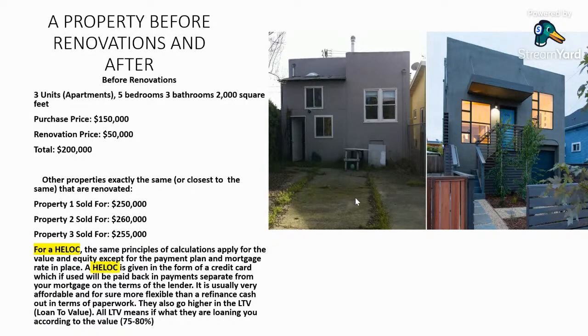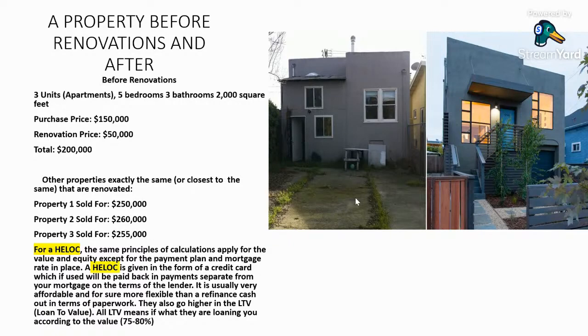They also go higher in LTV, loan to value, which means what? A lot of lenders, most lenders, what they'll lend you is 75 to 80% of the property's value. That's what they'll give you, right? When you're taking out your equity. But a HELOC, a lot of lenders will give you 85 to 90% of that equity, which again, they'll give it to you in the form of a credit card, right?